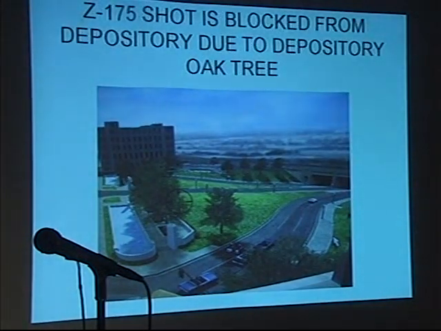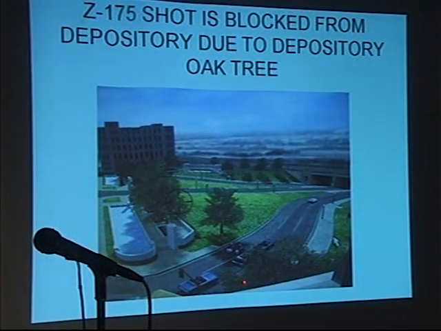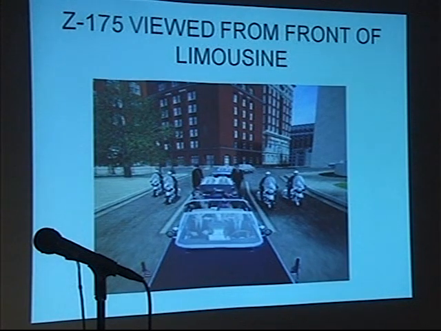This is a view from the depository. The shrubs on this simulation are not quite right. They're a little bit more than this, but you can see that the shot 166 to 210 is blocked by this tree. So this is not a good shot at Kennedy at this position. Next slide. And here's a view from the front of Kennedy, and you can see the Dal-Tex building is a clear shot. And when you look at it from the Dal-Tex, the heads of these Secret Servicemen are not a problem. And I think we've got it in the next slide.